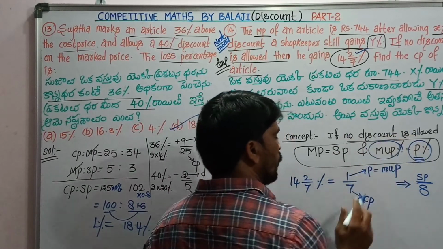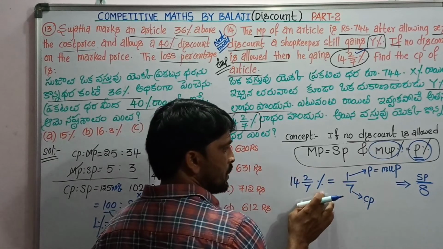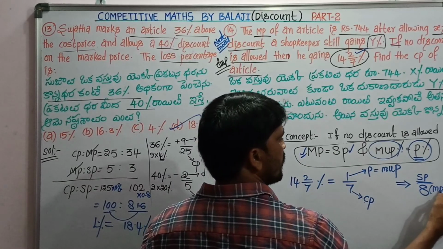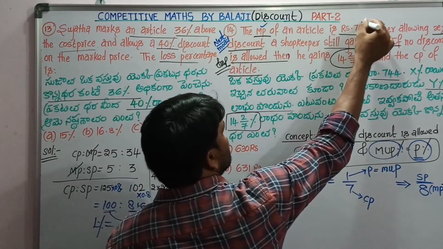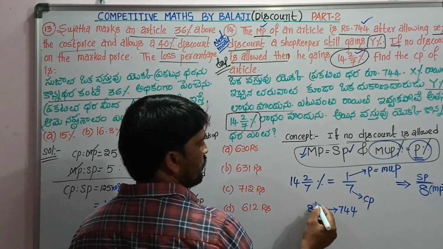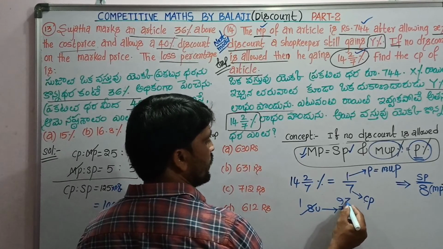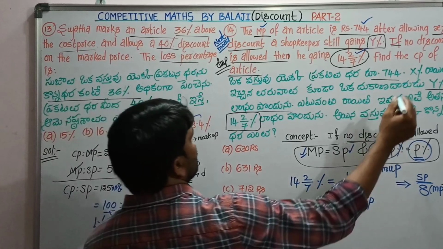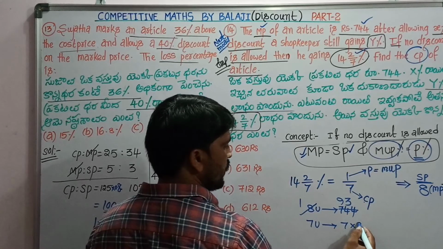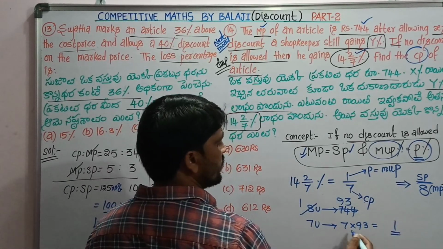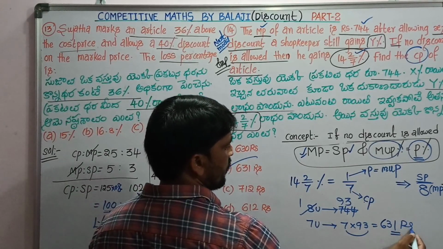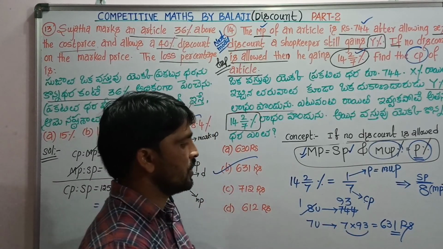Here no discount is allowed, so selling price is equal to market price. So market price is also 8 units. Given that market price is 744, 8 units value is 744. Then 1 unit value is 93, since 8 9s are 72, 8 3s are 24. We have to find CP of the article. CP of the article is 7 units. 7 units value is 7 into 93. 7 3s are 21, unit digit is 1. So answer must be 631 rupees. Cost price of the article is 631 rupees.